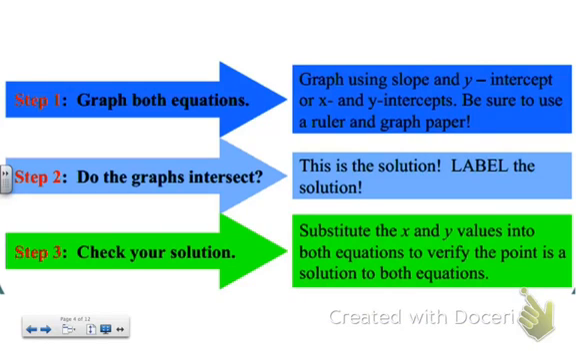So, to solve by graphing, step 1 is to graph both equations. You're going to graph them on the same coordinate grid, and you can do that using slope and y-intercept or x and y-intercepts. So remember, if you put it in slope-intercept form, you can plot the y-intercept and then use slope to find other points, or you can plot the x and y-intercepts to connect that way. Step 2 is to see, do the two lines intersect? And if they do, then that's their solution. The ordered pair of where they intersect is the solution. For step 3, sometimes when you're graphing, especially by hand, it can look like it's at a certain intersection point, but to be sure, you can check your solution by plugging it back into both equations.